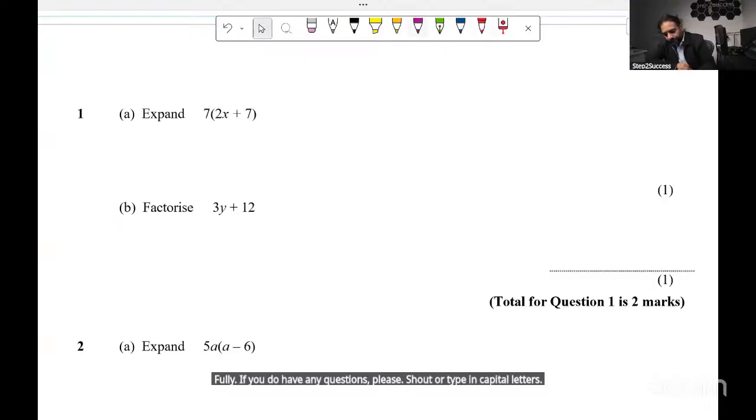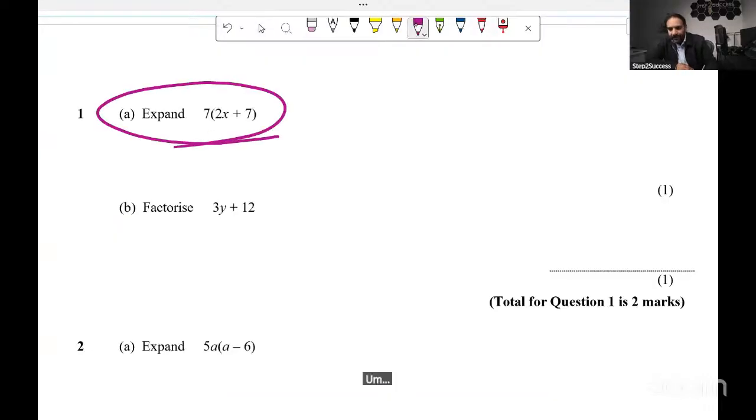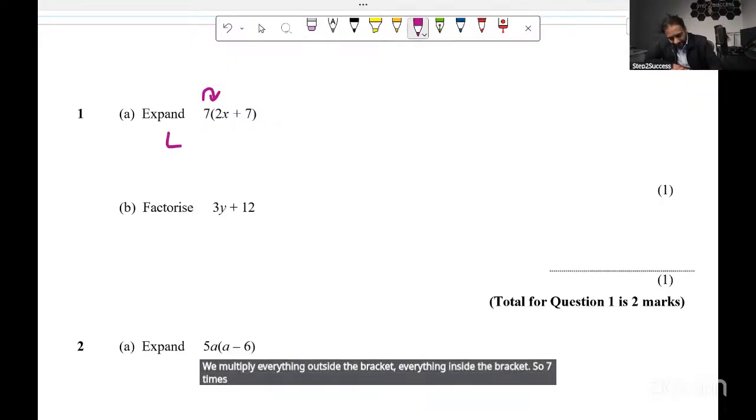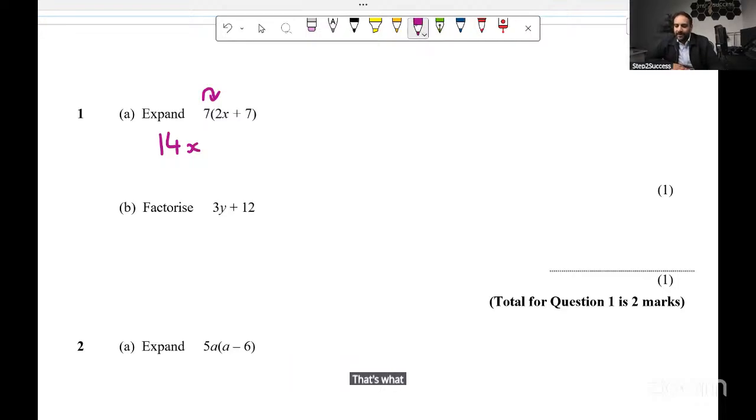Right, expand the following. When we are expanding brackets, we multiply everything outside the bracket by everything inside the bracket. So 7 times 2x is 14x. That's what happens when you multiply numbers with numbers and letters. You just multiply the numbers together. And you also have to times the 7 by this 7, and that will give you plus 49. That is the answer to that first question.